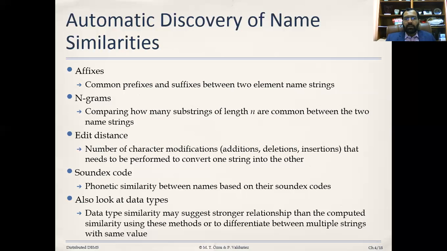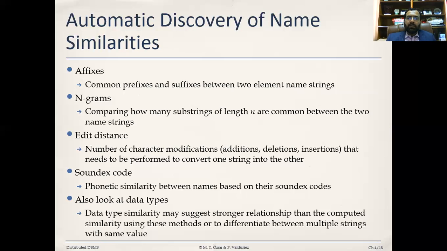The third approach is the Soundex code, which is phonetic similarity. Phonetic similarity is normally used when you want to represent the same thing in the same manner. There you use the Soundex code.